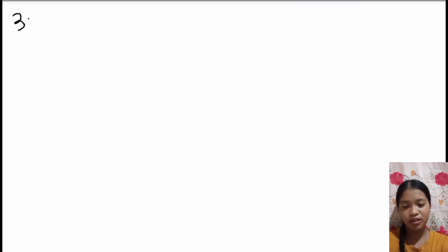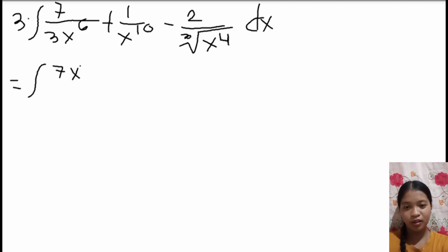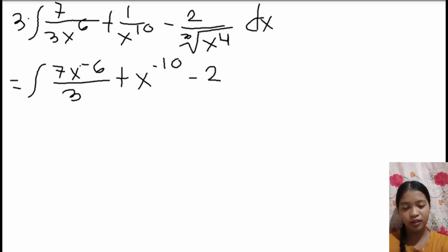The third equation is the integral of 7 over 3x raised to the power of 6 plus 1 over x raised to the power of 10 minus 2 over the square root of x raised to the power of 4, dx. Now we're going to rewrite it. It will become the integral of 7x raised to the power of negative 6 over 3 plus x raised to the power of negative 10 minus 2x raised to the power of negative 4/3 dx.